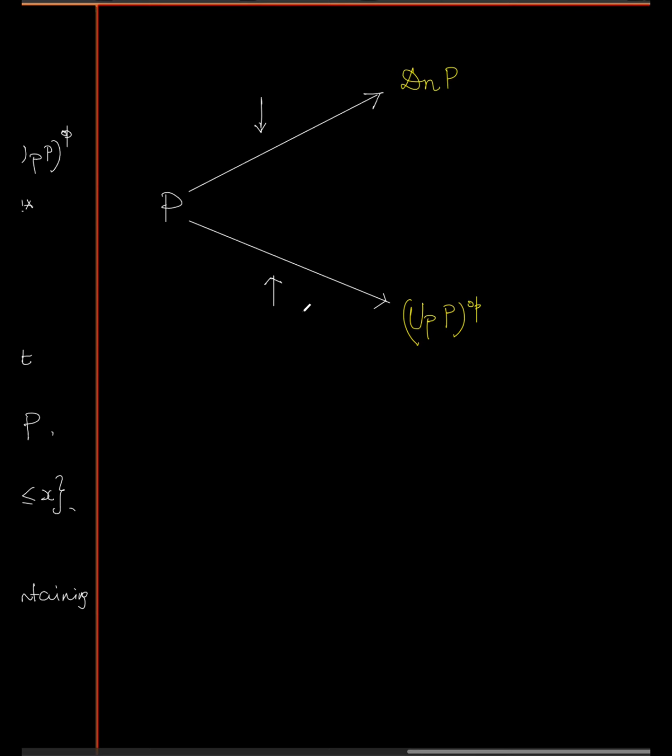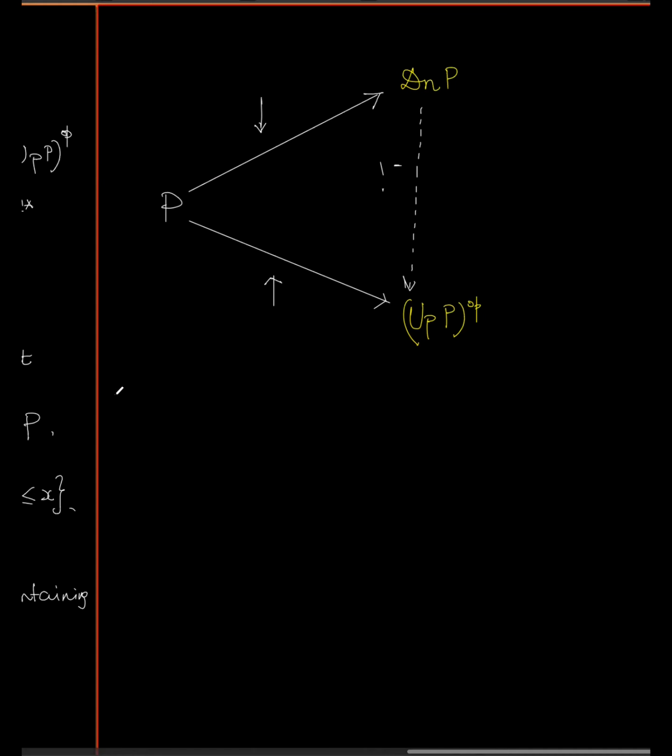Now this map is obviously preserving all the suprema. So therefore, from its property, there exists a unique map. And what does it do? Let me not write it like this. So let me say, what does it do?